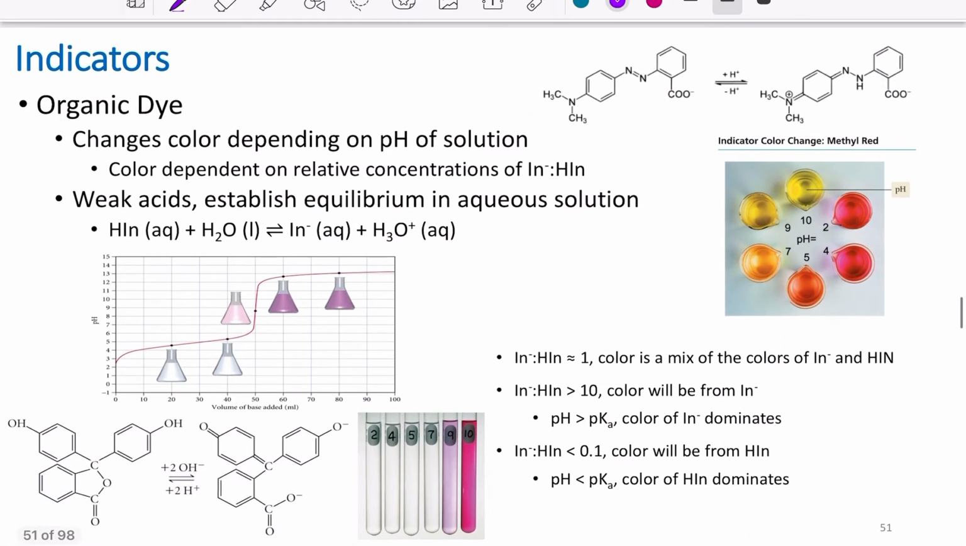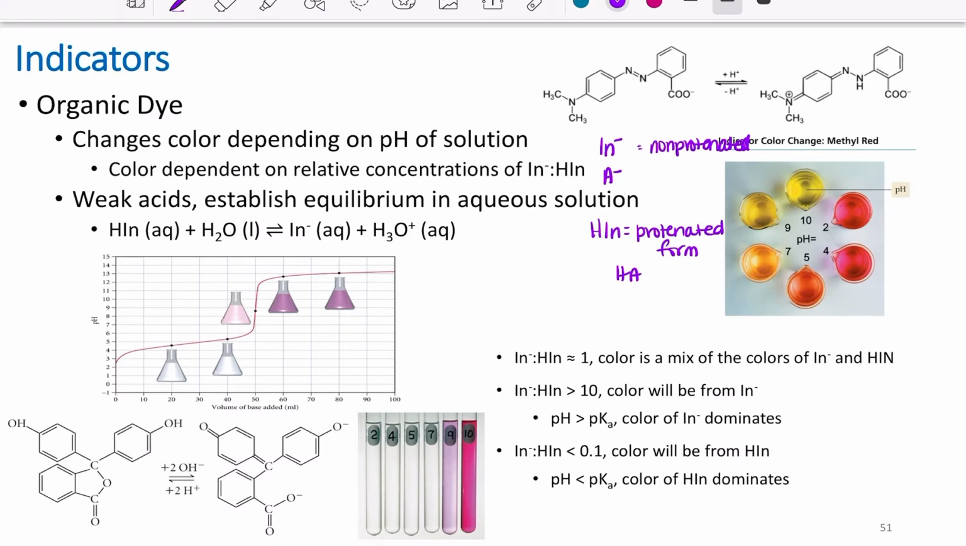So what is an indicator, and how do indicators work? Indicators most often are a type of organic dye that will change color depending on the pH of the solution. The color is completely dependent on the concentrations of the indicator in its protonated and non-protonated form. In minus is non-protonated. It's the equivalent of A minus. HIn is the protonated form. It's the equivalent of HA.